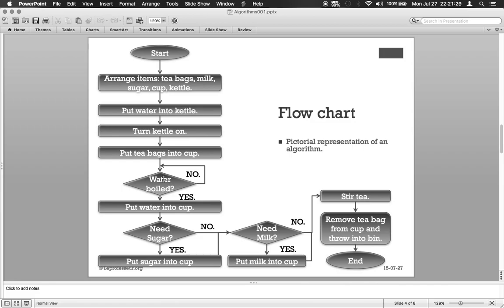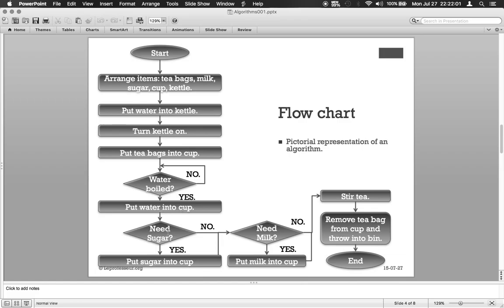In a typical flowchart notation, diamond boxes are used to denote a decision, that we have to take a decision at this step. So if our water is boiled and the answer is yes, then we move on to the next step. If the answer is no, then we just stay in this step, until the water is boiled. Then after that, when the water is boiled, we put the water into the cup.